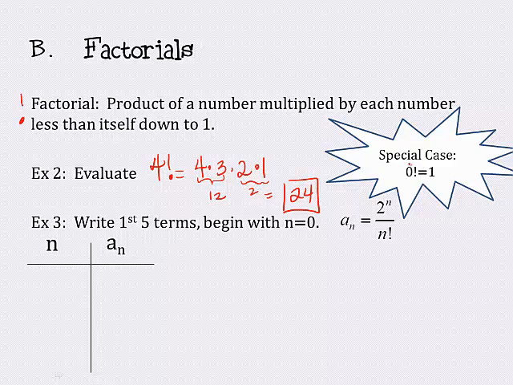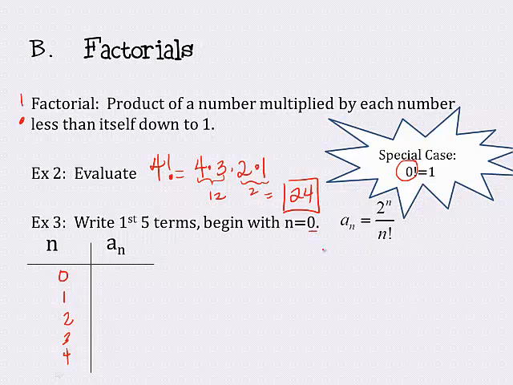Now, there is a special case. 0 factorial is always a 1. Just take my word for it. If it's 0 factorial, it's not 0, it's 1. So look at example 3. Write the first 5 terms, beginning with n equals 0. So 0, 1, 2, 3, 4. There are now 5 terms here.